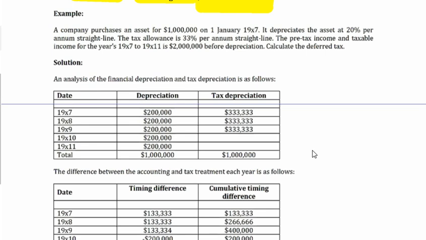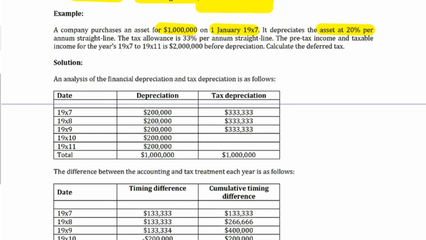Okay, we start off over here. A company purchased an asset for $1 million, 1st of Jan 1907. Okay, now look over here, and as we go through, it's always important to note the differences between accounting and tax. For accounting purposes, we depreciate the asset at 20% per annum.